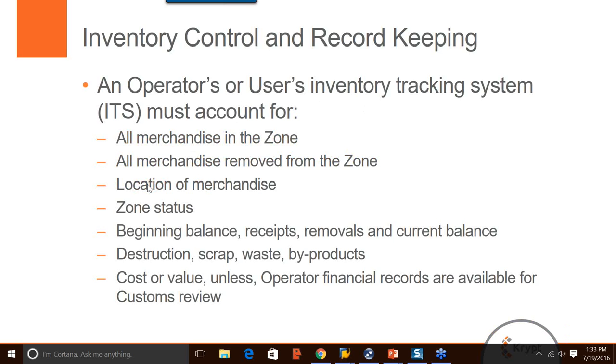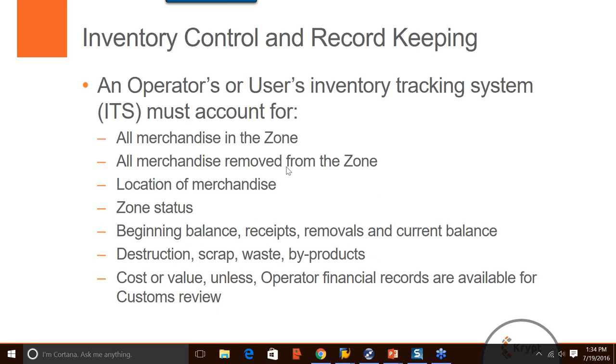The location of the merchandise needs to be recorded in your system. The zone status, we'll talk about this in a minute, but basically the type of merchandise, whether it's import or domestic, and if it's import, whether it's privileged, foreign or not, the status needs to be recorded in your inventory. And then just like any inventory record keeping system, you need to keep track of beginning balance, receipts, and the current balance. And if you have a production process within the zone, and that production process results in any waste or byproducts, you need to have a system of reporting those to customs. And then valuation. So you need to keep records of your valuation.